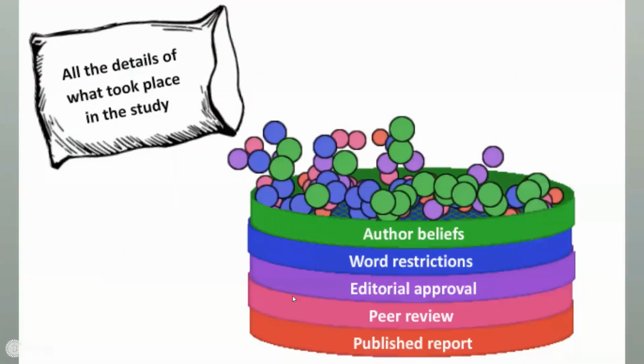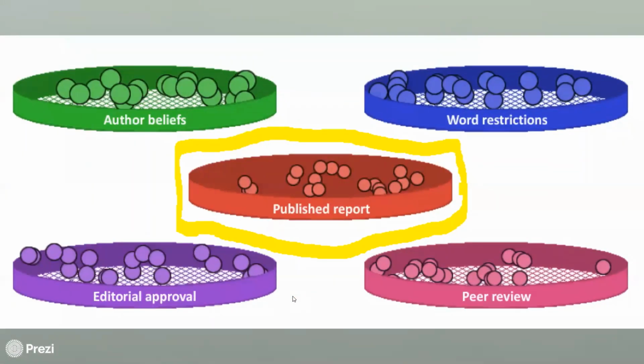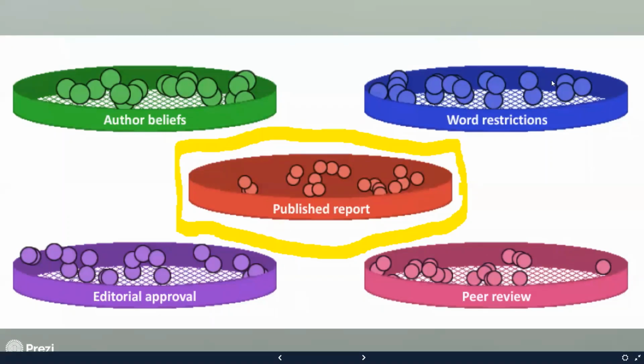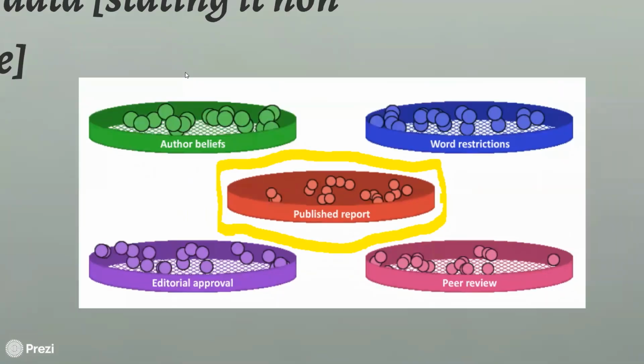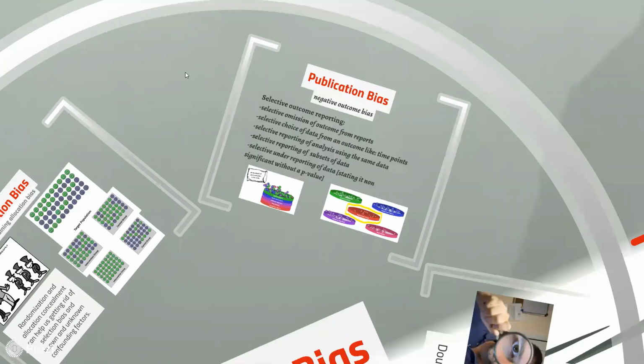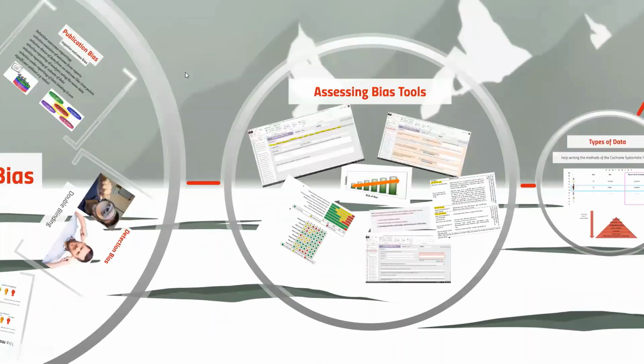Those are the articles, and they go through the author's beliefs, the word restrictions, the editorial approval, the peer review, and then we have those published reports. Sometimes we are excluding really bad articles, but sometimes we are excluding useful articles. This is publication or reporting bias. Publication bias is the same as reporting bias.